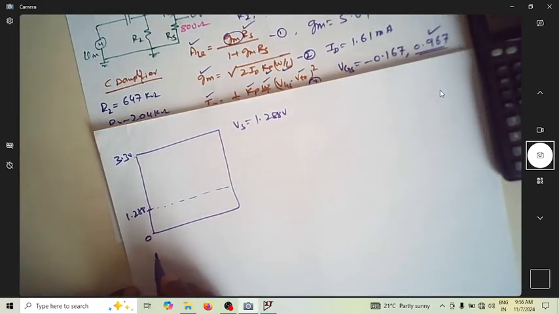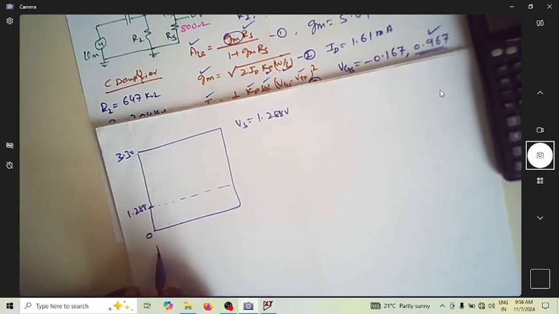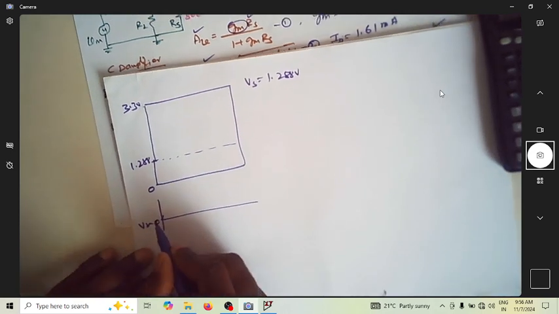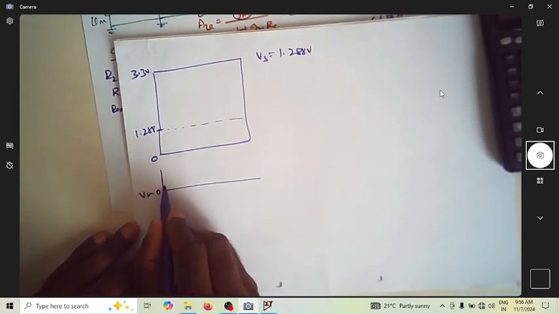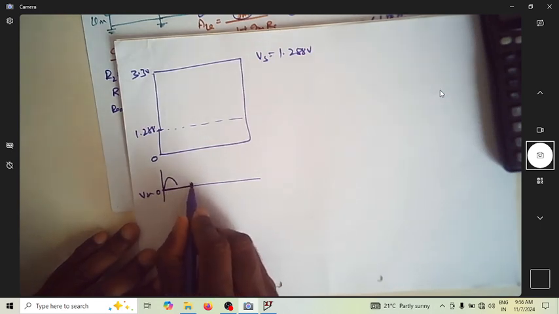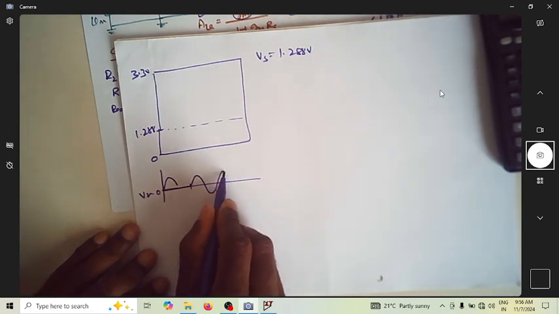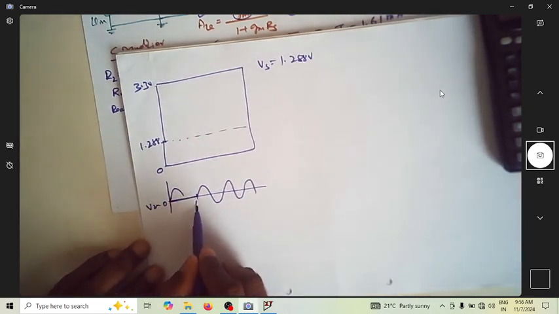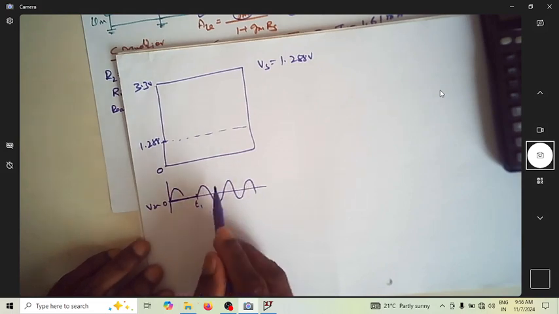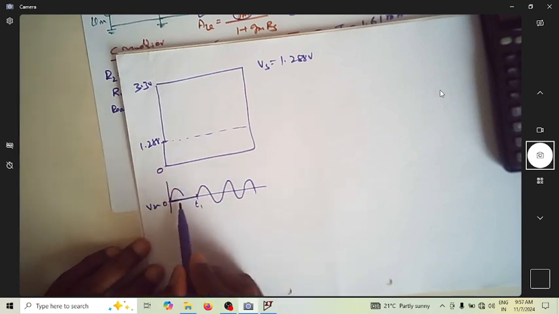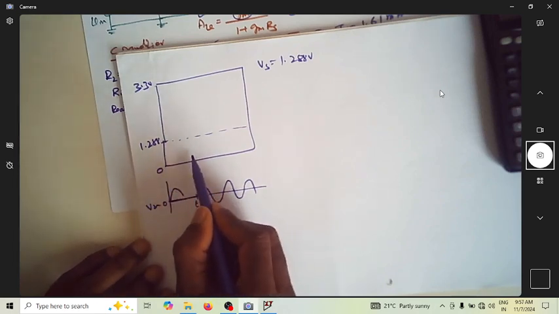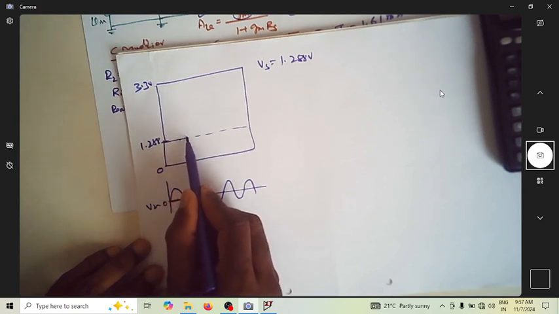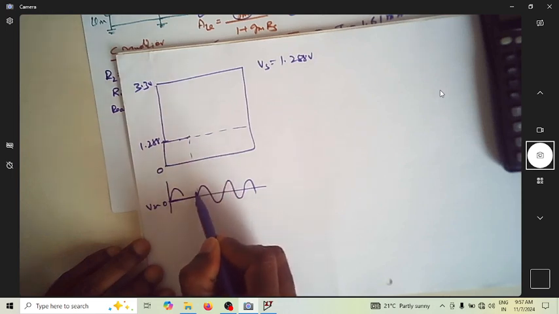Next, let us consider input voltage Vin, which is actually going like this. It's around 0. Let us not apply any signal here for some time, then let us apply a signal like this. So this is my input signal. Initially 0 for some time t1. After t1 it is applied. Now, what is the corresponding output? When you don't apply the input voltage, the output is at 1.288 volt until you apply the signal. So till here it is the same.